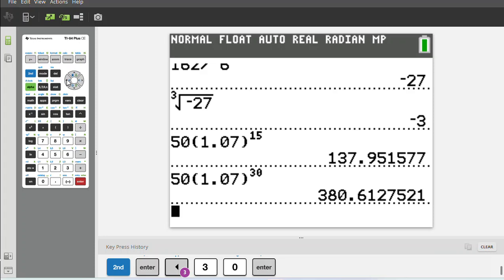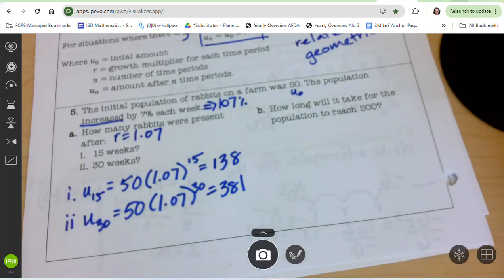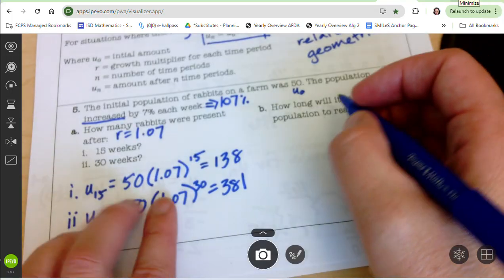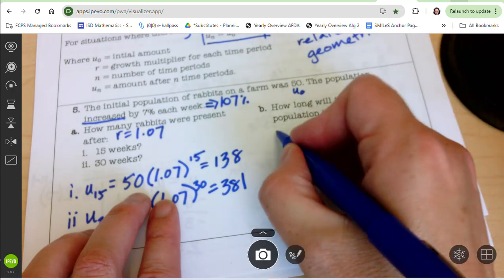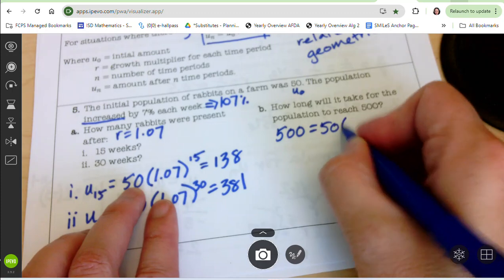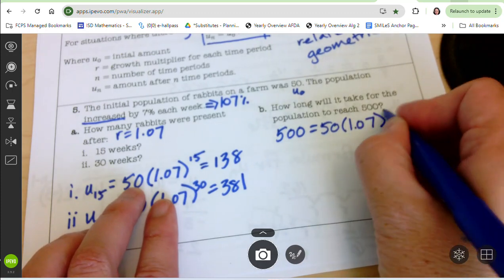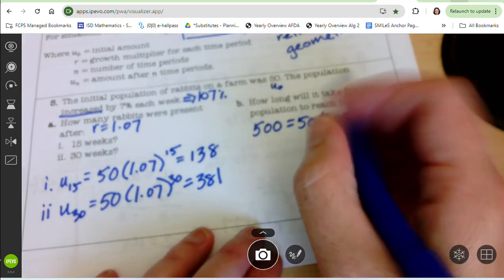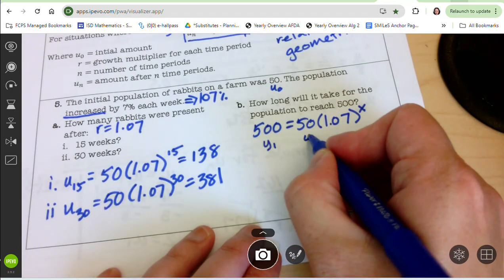All right, how long will it take for the population to reach 500? So we need to know when the answer to this is 500. And we're going to graph it on our calculator again. So now we know how to set our window, so that should be helpful. Let's see what we're going to graph. Close this. So we have this equation. 500 is equal to 50 times 1.07 to the x. And we're going to put one side of the equation in your y1 and the other one in your y2.